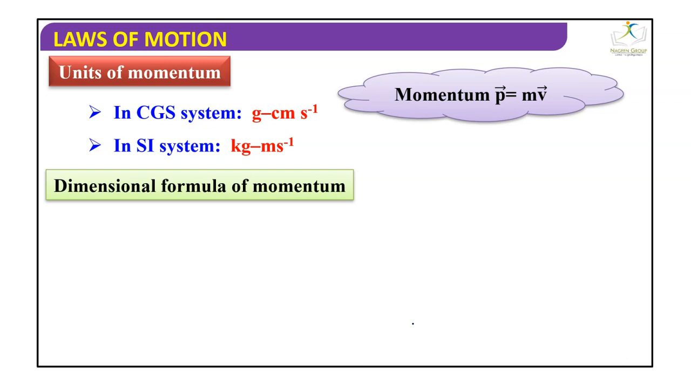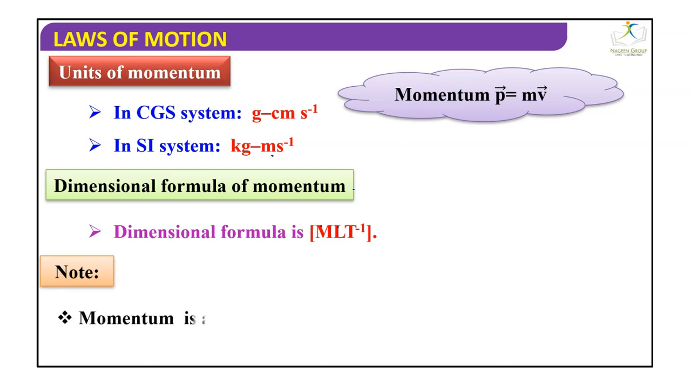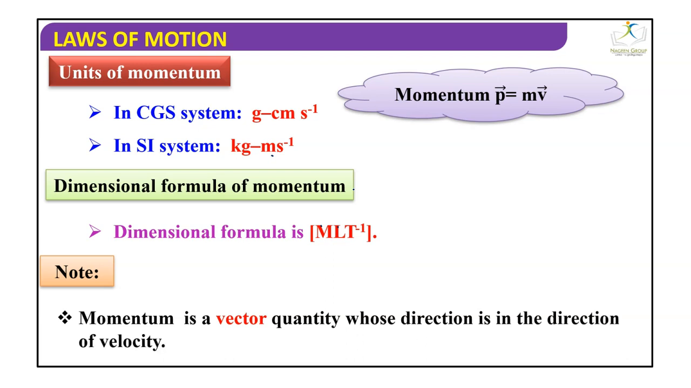Dimensional formula of momentum. The dimensional formula is M L T minus 1. If you have a problem to solve, kg is denoted as M for mass, meter as L for length, and second as T for time. Now note that momentum is a vector quantity whose direction is in the direction of the velocity.